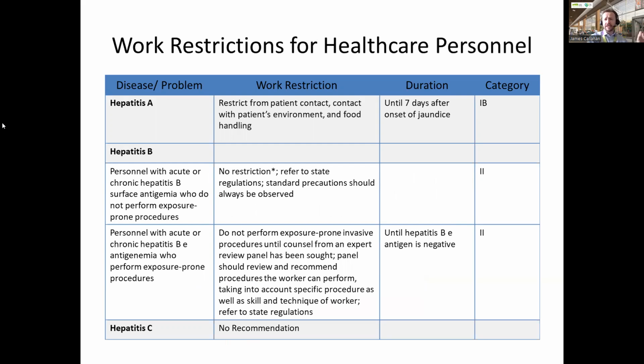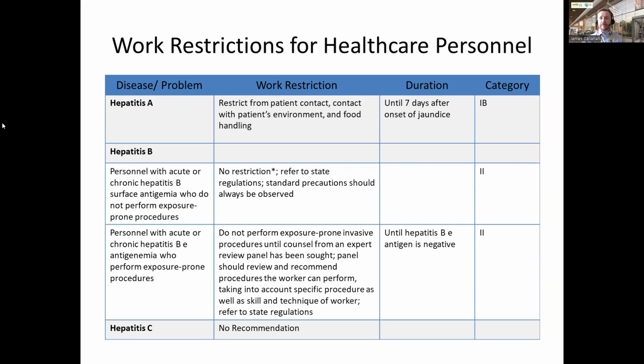So the next 4 slides summarize these recommendations in the tables and outline specific diseases and the problem, the work restrictions recommended by HICPAC, and the duration of the recommendation, followed by the strength of those recommendations. Again, you're not expected to have this memorized, but it is expected that you be able to interpret this table and understand the implications. And I will not be reading the tables verbatim to you right now, so feel free to pause the video or take time to read through the specifics.